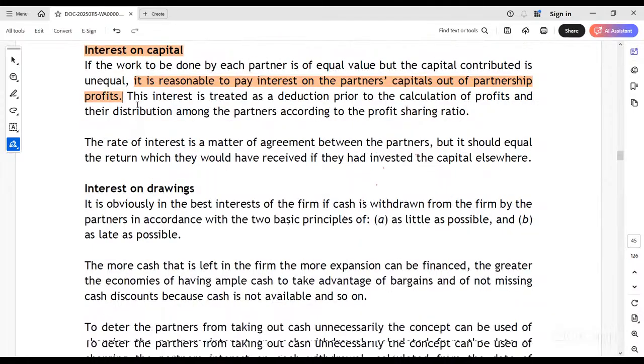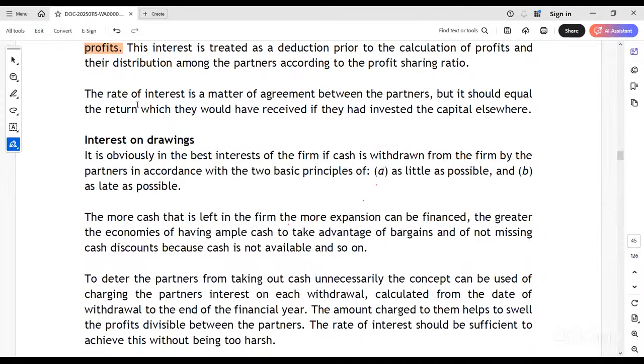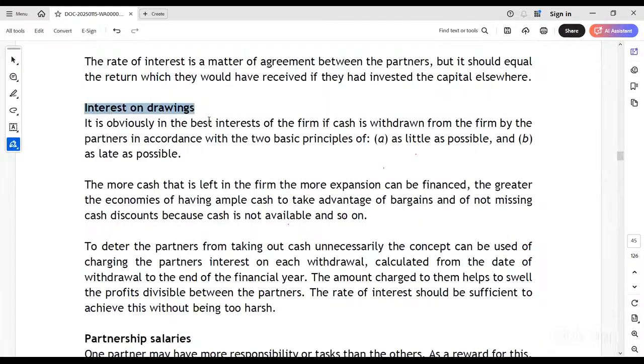Drawings. When it comes to drawings, people want to withdraw money from the business. Sometimes you may get emergencies and you want some money from the business. Now, if we don't charge interest on the drawings, do you know what happens?